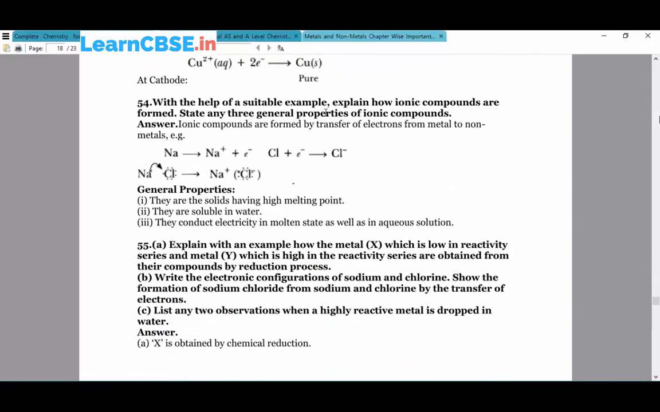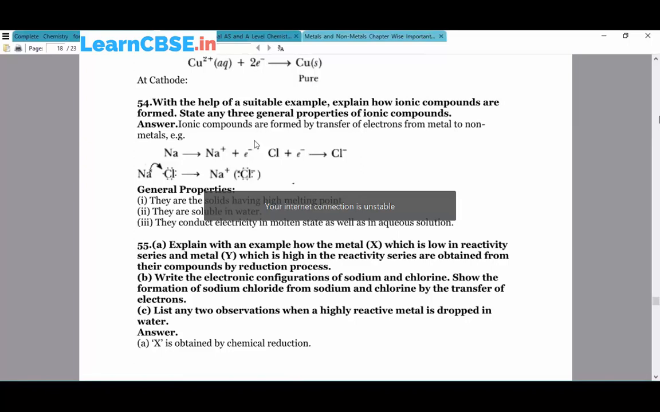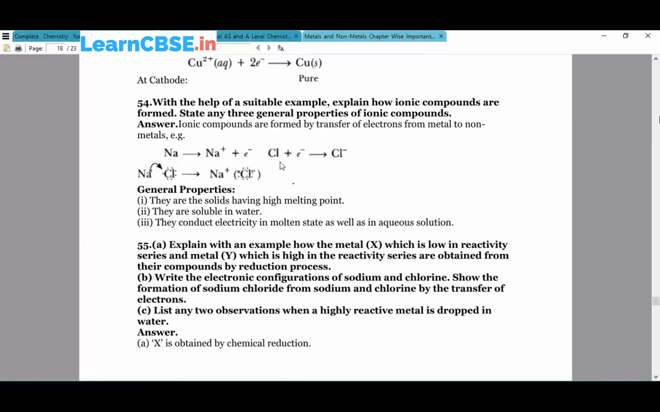With the help of a suitable example, explain how ionic compounds are formed. State any three general properties of ionic compounds. Answer. Ionic compounds are formed by the transfer of electrons. Chlorine gains one electron and forms Cl minus. So from the sodium atom, the electron moves to the chlorine and it forms Na plus and Cl minus.